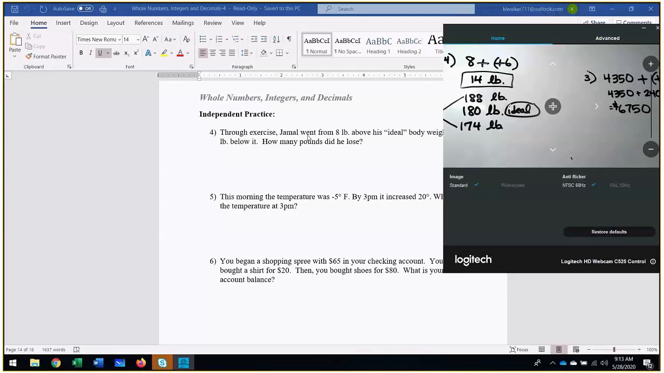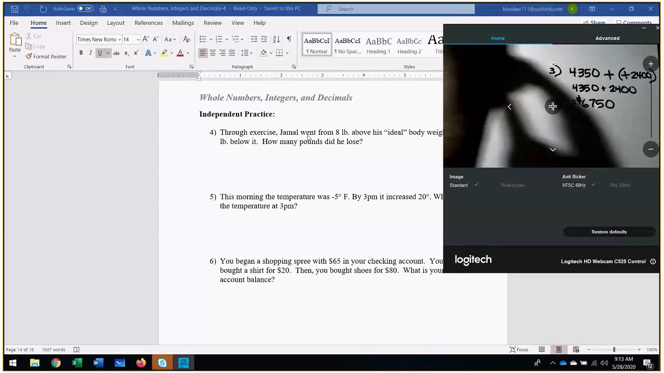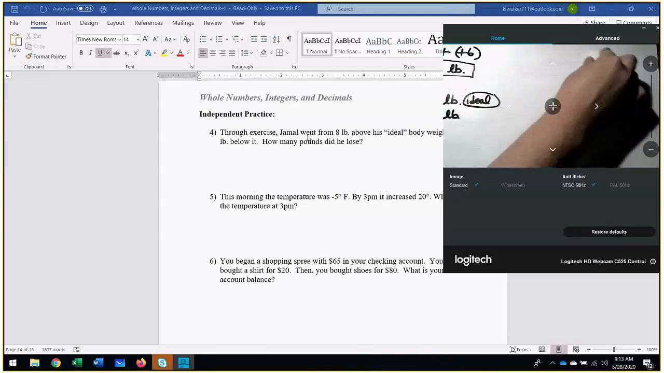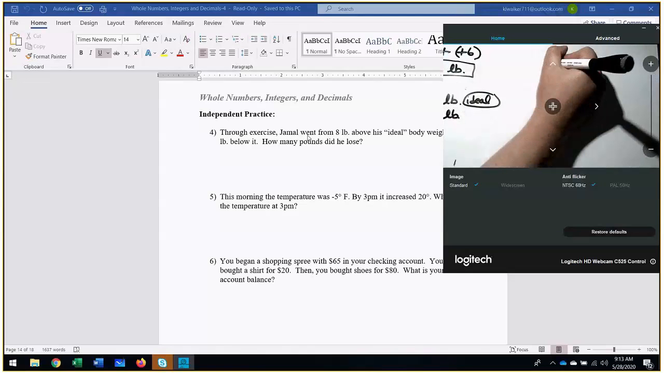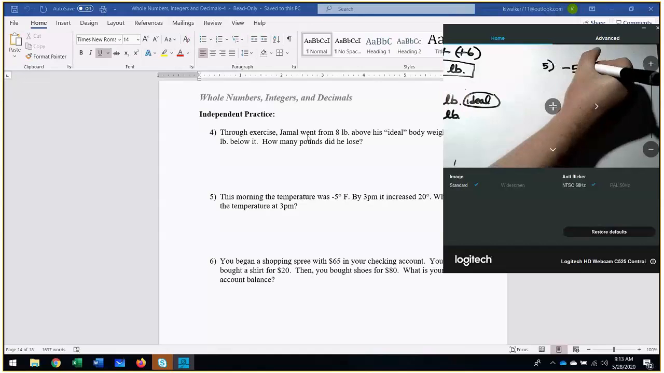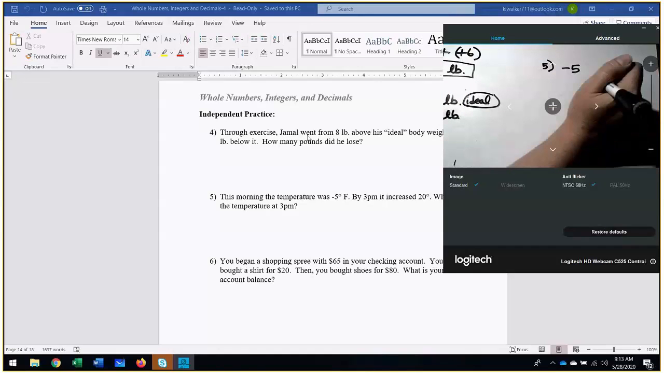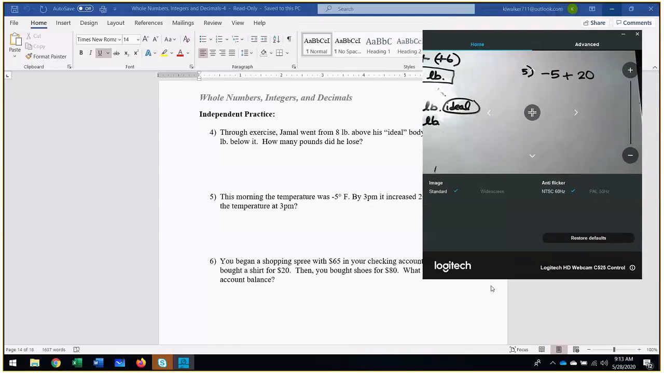Okay, then let's do one more. Let's do number 5. Okay, so this morning the temperature was -5. By 3 p.m. it increased 20 degrees. Now what was the temperature at 3 p.m.?